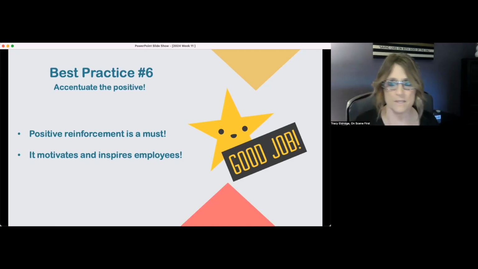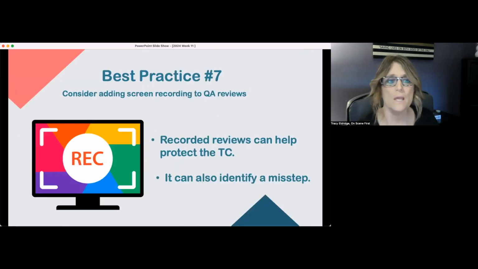That then becomes subjective. The other thing is for every negative thing that is told to them regarding the call, it's going to take like 5 positive things to undo that one negative thing. So when they walk out of any type of review, we want them feeling better about what they've done. So really accentuate the positive when possible.